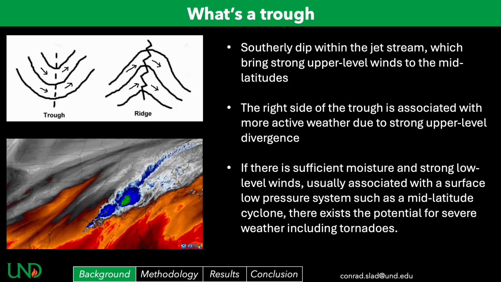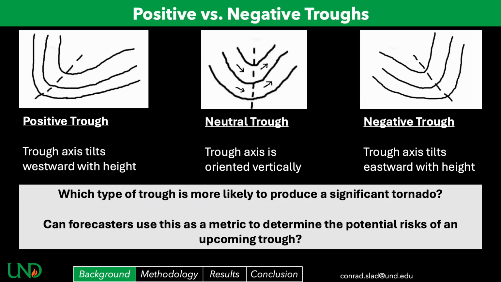So just a little bit more on troughs. We have different classifications of them. We have a positive trough, neutral trough, and negative trough. What does that exactly mean? A positive trough has this center, or trough axis, that tilts westwardly. A neutral trough has a trough axis that is oriented vertically, north to south. And a negative trough has an axis that tilts easterly.